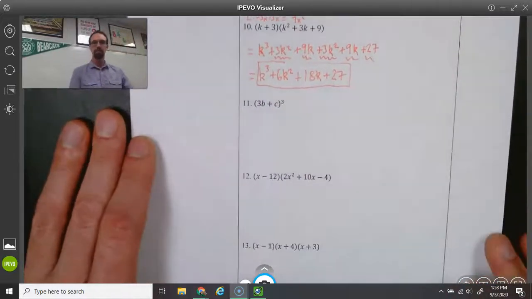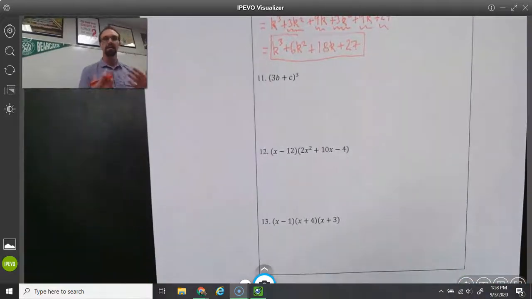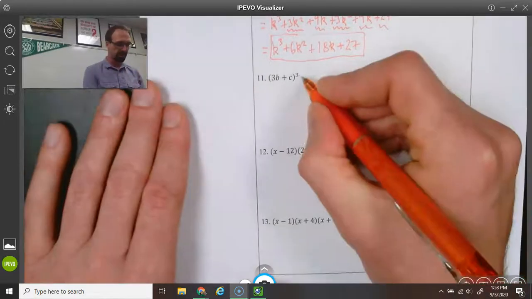Number 11, we have 3b plus c quantity cubed. So that means I'm taking 3b plus c times 3b plus c times 3b plus c.